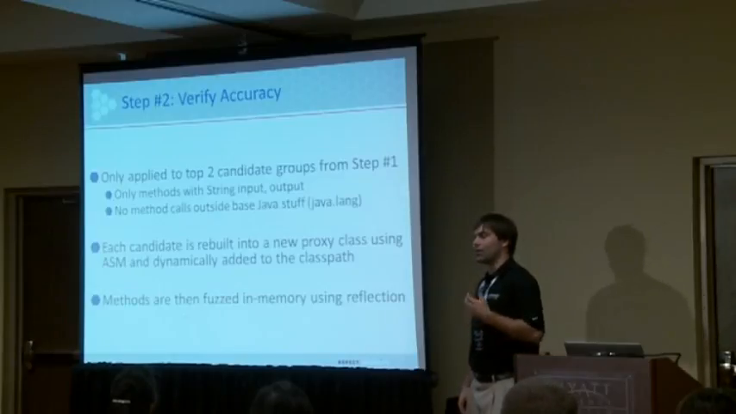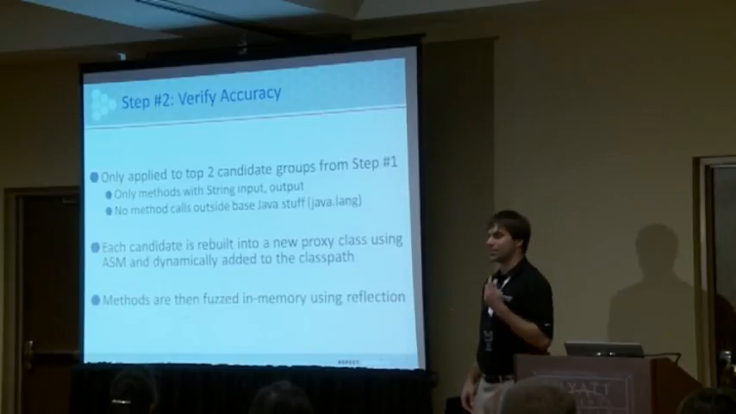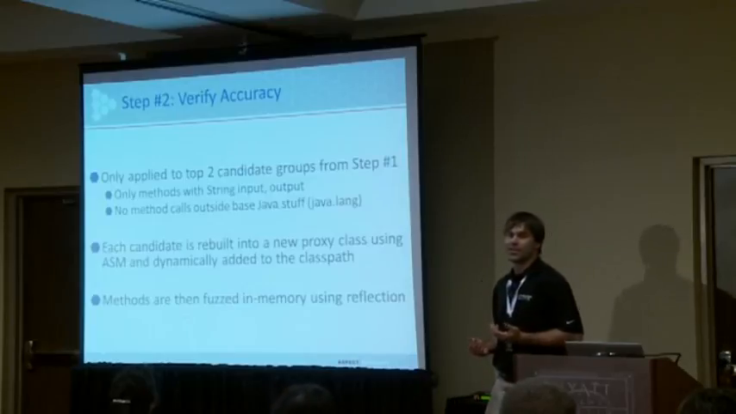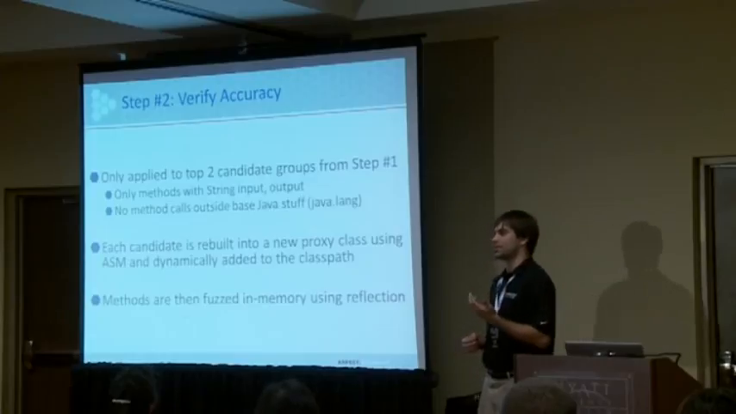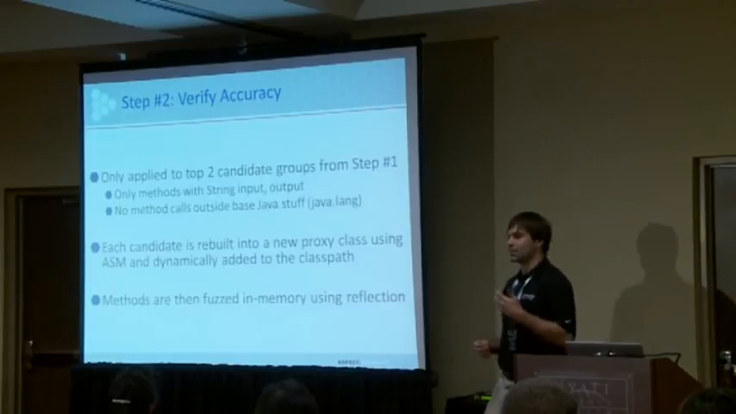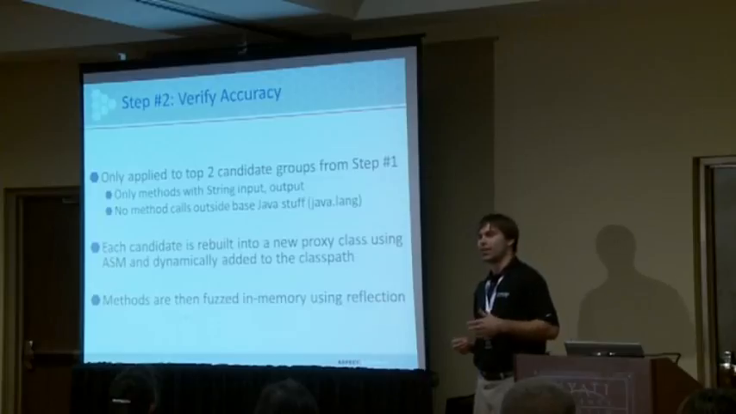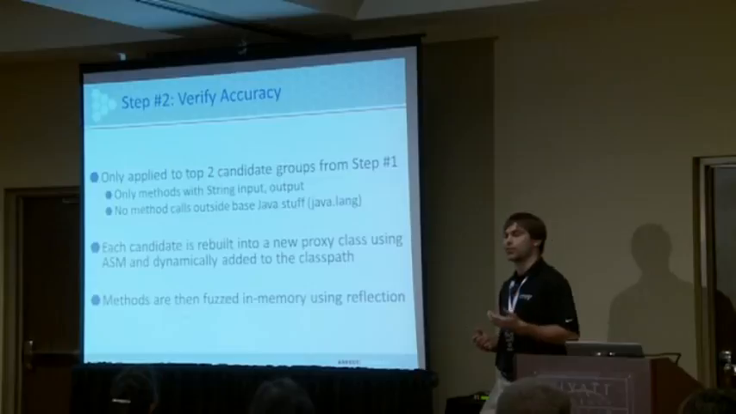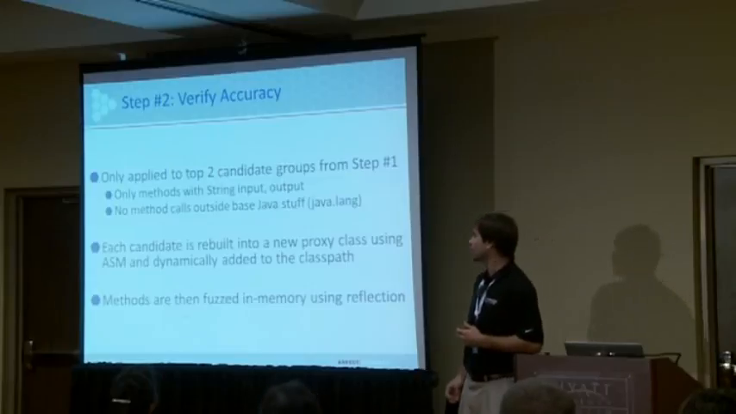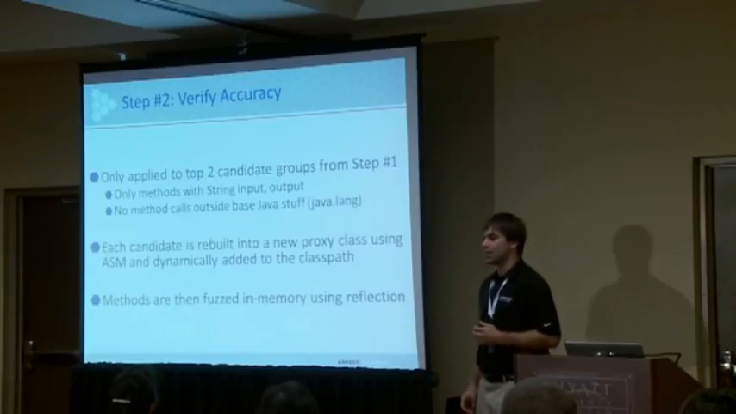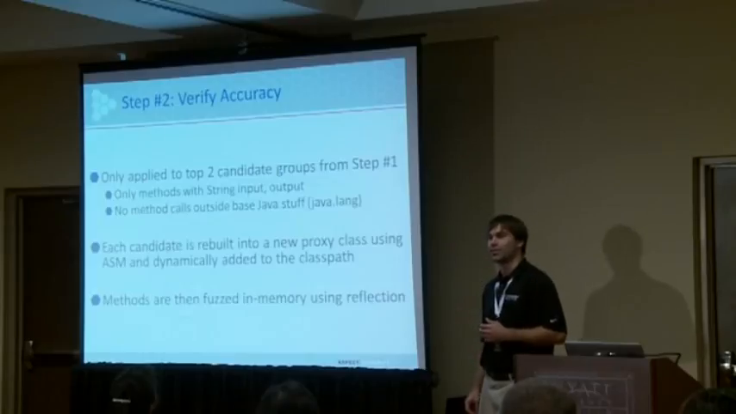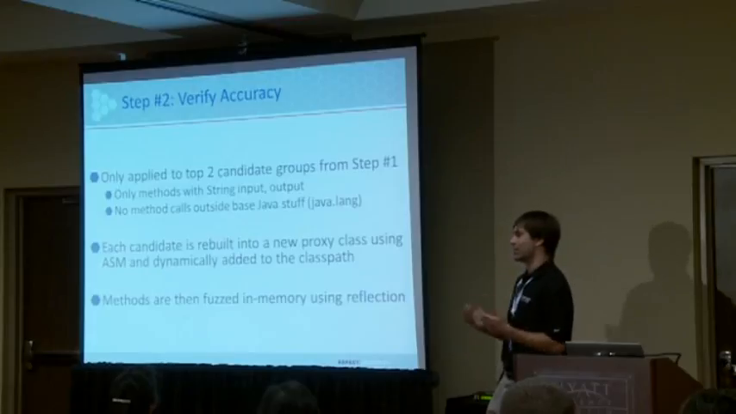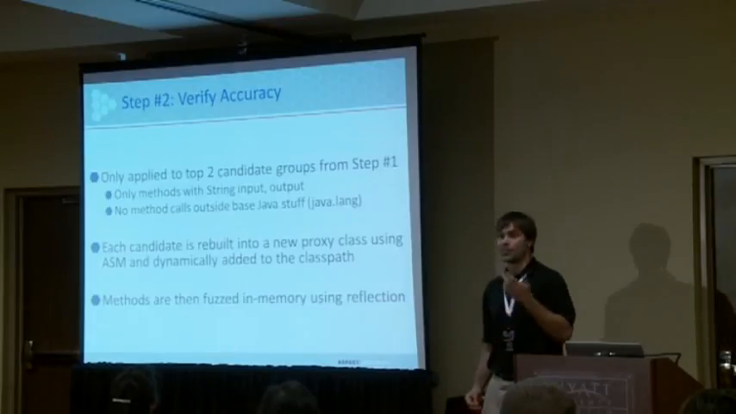So we also further narrow it down by saying we're only going to take methods that have a single string input and a string output. And the reason for that is just that when we're doing fuzzing, we still have to send in specific inputs to actually figure out how to get meaningful data out of it. And if we have complicated input types, then it's sort of hard to figure out for sure exactly what's going to be meaningful there and how that's going to work. The other thing is that we don't want any method calls in the methods outside of basic Java methods. And the reason for that is if there's custom methods, we'd have to rebuild those also, and that could get very complicated very quickly, especially if they're calling other methods, et cetera.